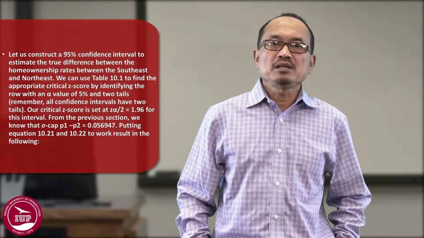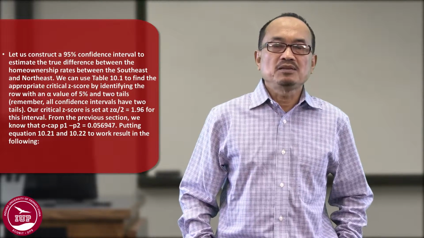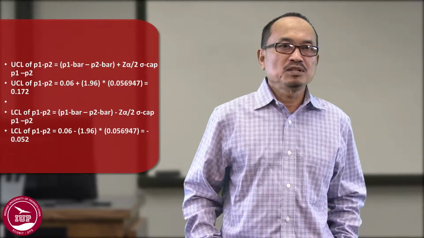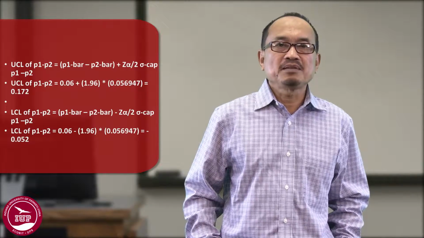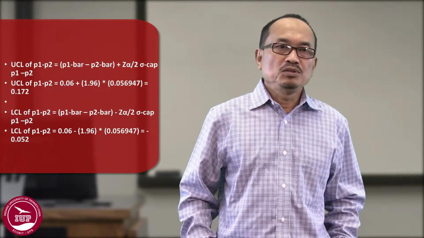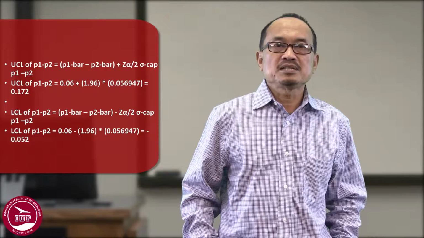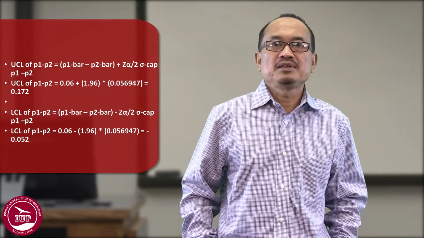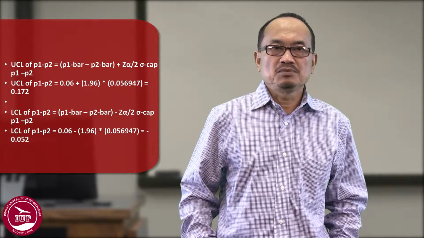Putting equations 10.21 and 10.22 to work results in the following. UCL of P1 minus P2 is equal to P1 bar minus P2 bar plus Z alpha divided by 2 times sigma cap P1 minus P2. So UCL of P1 minus P2 is equal to 0.06 plus 1.96 times 0.056947, which is equal to 0.172.